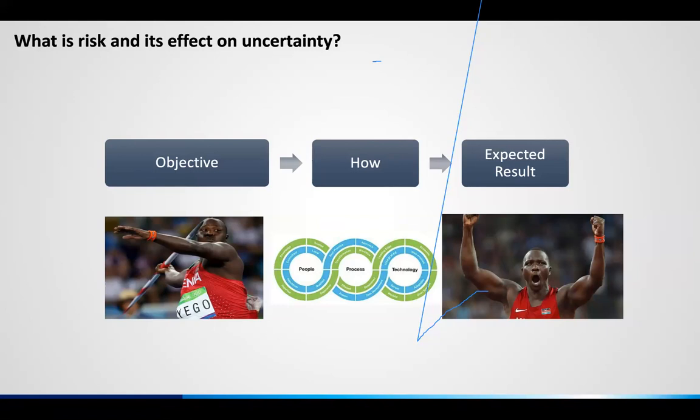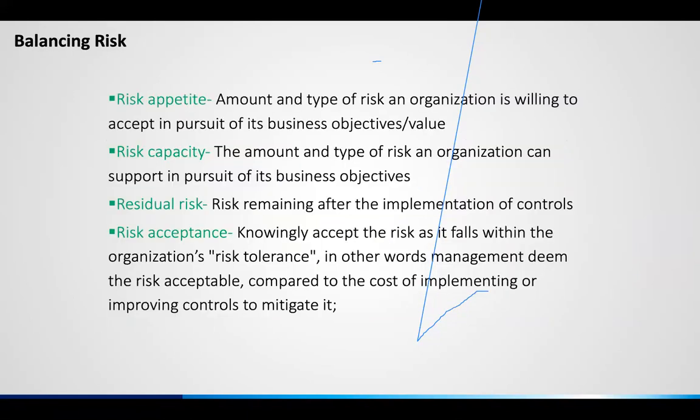That is the power of technology. Yeah. So that's basically all about risk and its effect on uncertainty. So balancing risks then means that, number one, we need to be able to understand our risk appetite. Just how much are we willing to stomach? How much is an organization willing to accept?